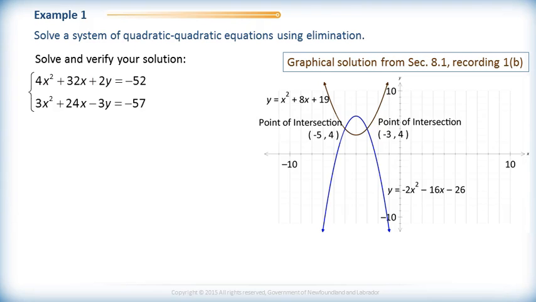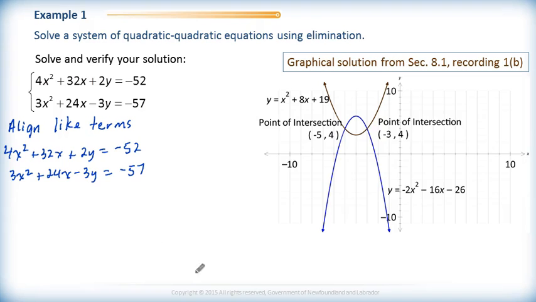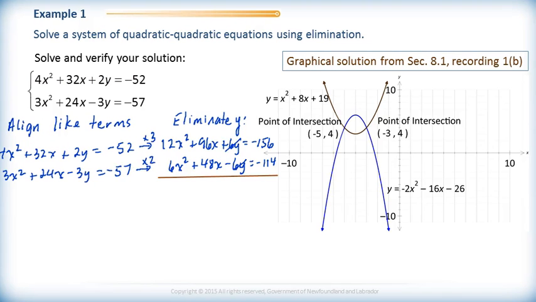Here we have a system of quadratic equations. The procedure, though, is much the same as it was in the previous example. We align the like terms, and then our goal is to eliminate y's. So I'll do that. We need to eliminate the y. I got a positive 2y here and a negative 3y here. So I think I'll make this one a positive 6y by multiplying the equation by 3. And the second equation, I'll multiply by 2. That gives me these two resulting equations.